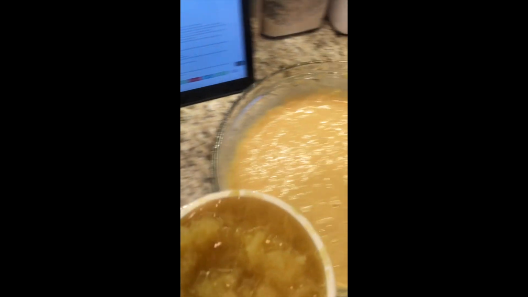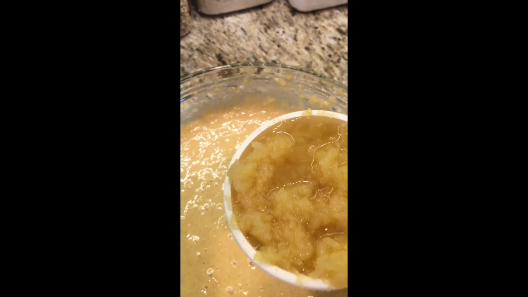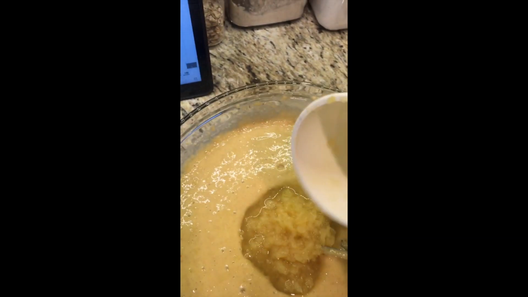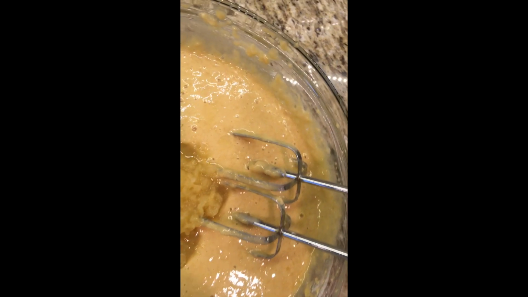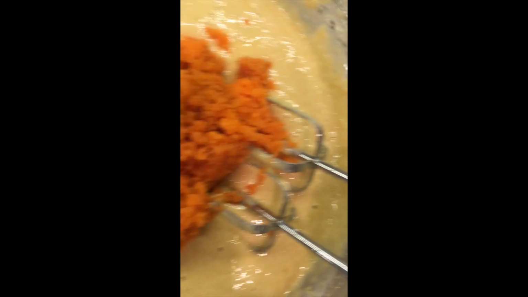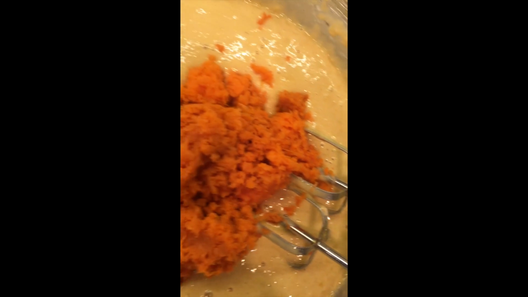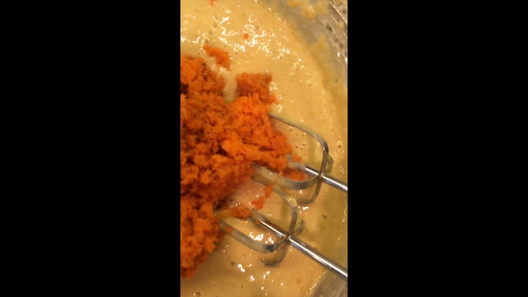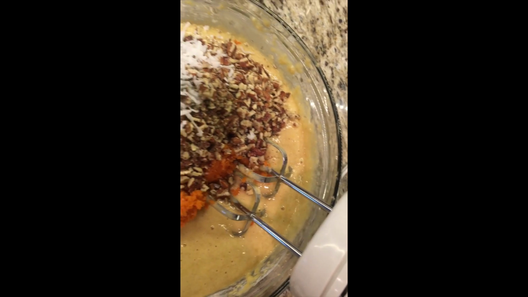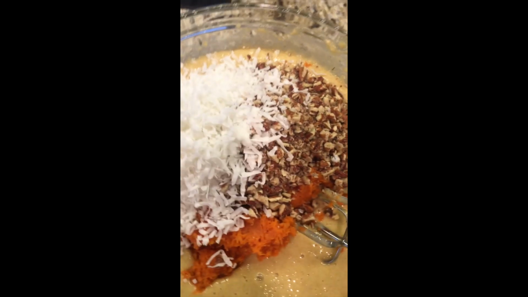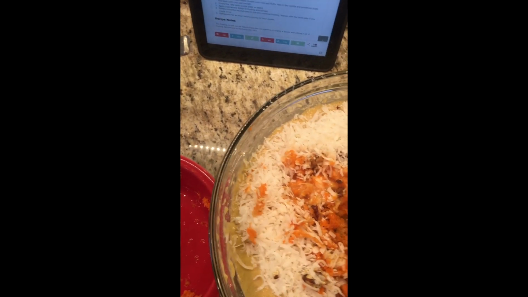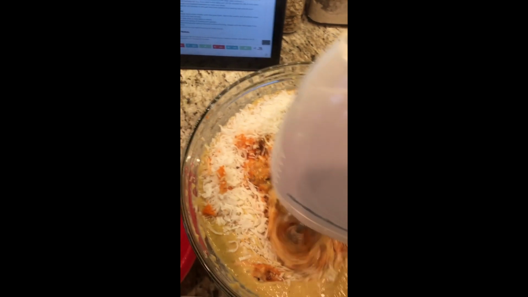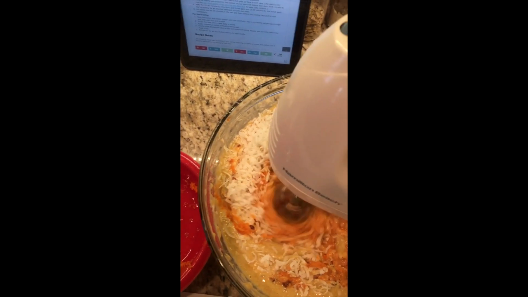Finally, you add in the last little bit of everything, the pineapple, the carrots, the vanilla, and the pecans and coconut. And you have to start going really slow because you're getting a very full bowl.